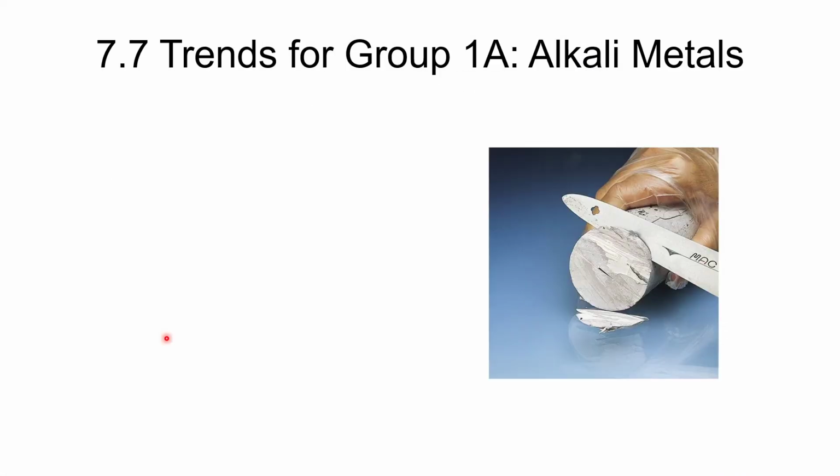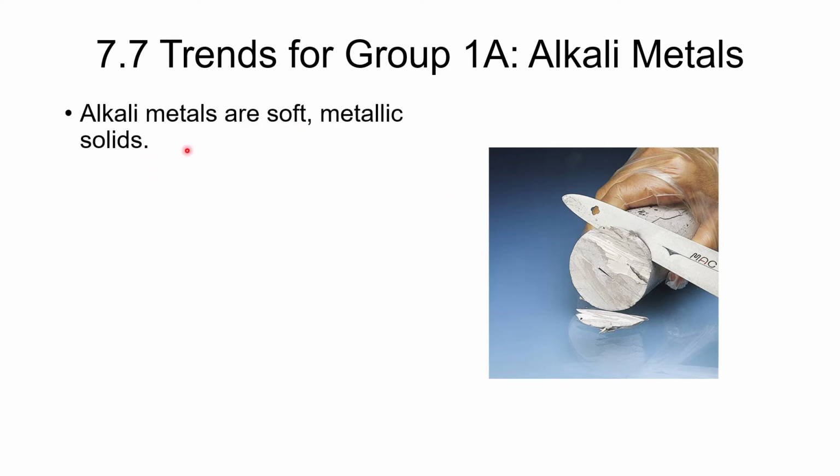All right, so the last thing that we're going to look at in chapter 7 is a couple of sections where we're just going to go through the different groups and categories and talk about some of their properties. So let's look at the trends for the group 1A alkali metals. They are soft metallic solids.